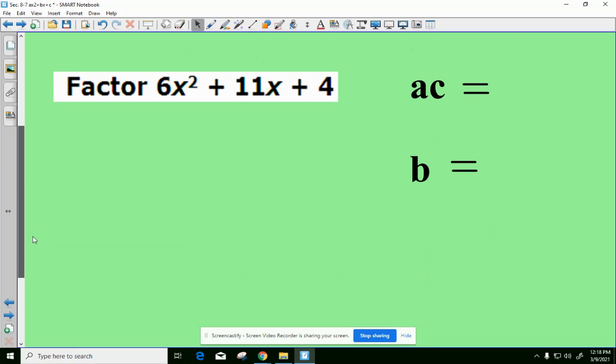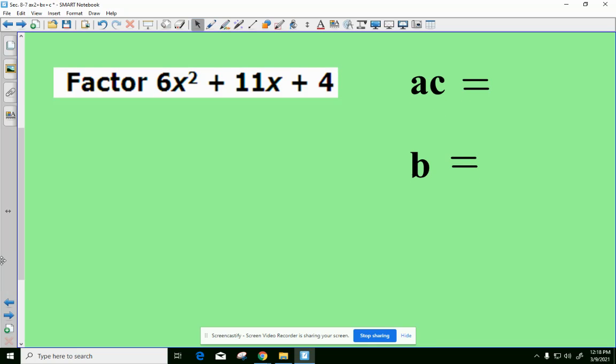So let's try this one. Now here, I'll be honest with you. I don't know that guessing would be that difficult. You got a 6 and a 4. That's not a whole lot of options. But we'll practice this because it's probably the better option down the road.